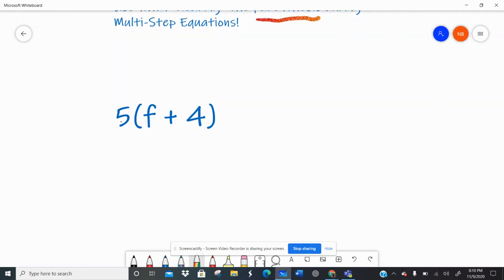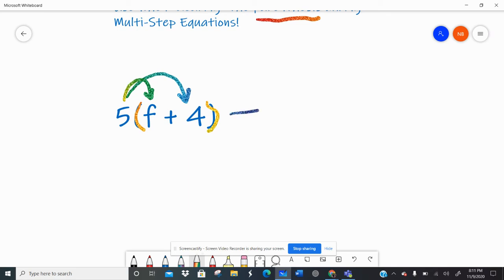So first, I have this 5, and then I have those parentheses, f plus 4. So when I distribute, that means I hand things out. Everyone gets one, right? That fair share. So if I have a number on the outside of the parentheses, that means to multiply. So when I distribute, I'm handing that number to both of the items inside the parentheses, right?